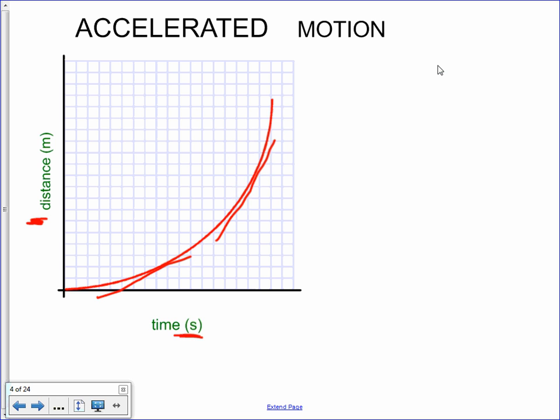So what we can tell is that the velocity here, the slope is much steeper, so we're going much faster here. So this represents here, slow, faster, faster, faster. And so this would be accelerated motion. In fact, we would say that this is a positive acceleration because the velocity is increasing over time.